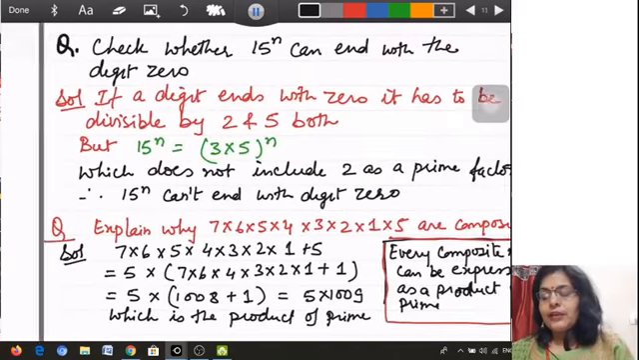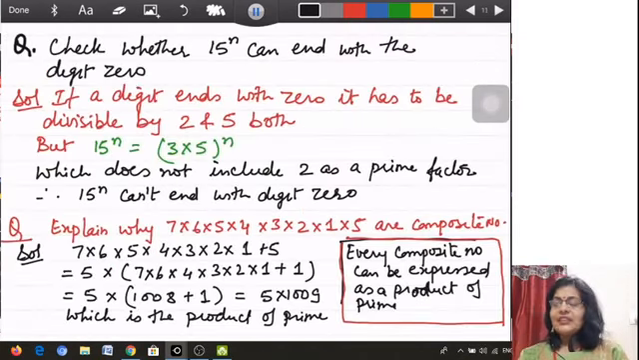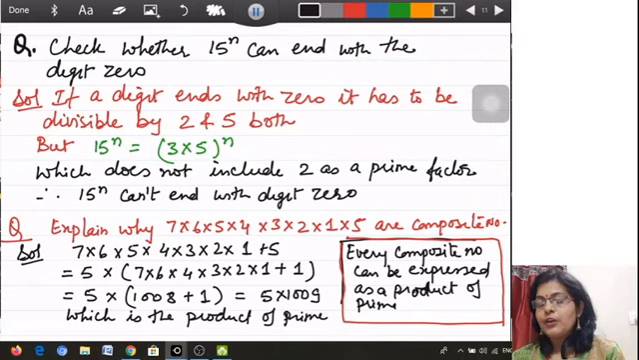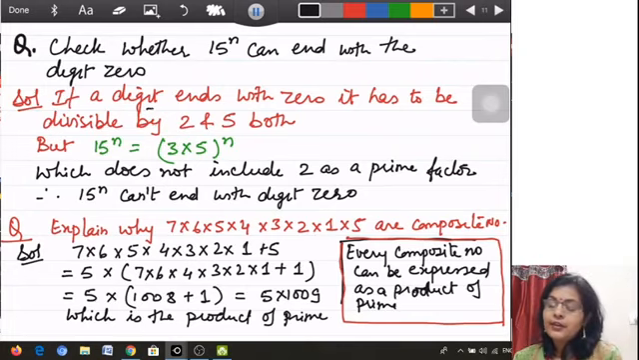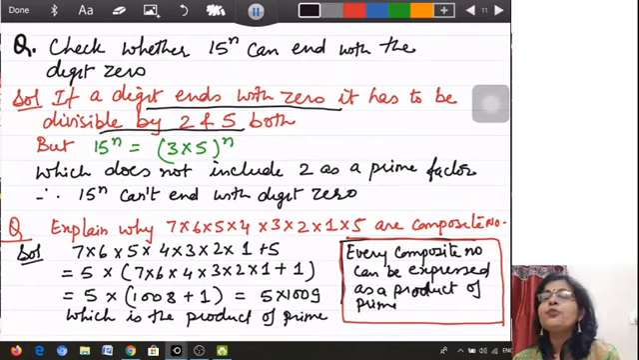Now the next question. These types of questions also frequently occur in our examination. Check whether 15 to the power of n can end with the digit 0. Remember this very nicely: if a number ends with 0, it has to be divisible by 2 and 5. Why 2 and 5? Because 2 fives are 10.